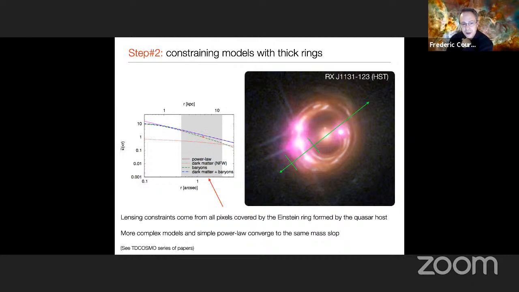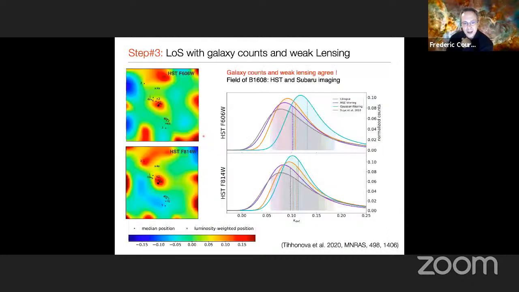So this slope turns your time delays into H naught values. And then the third ingredient, the contribution of the line of sight. It's very hard, of course, because you need to integrate all the mass up to the redshift of the lens quasar. So this star here is the position of a lens quasar. That's the HST field of view in two filters.